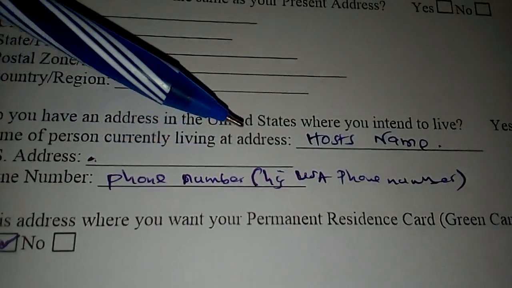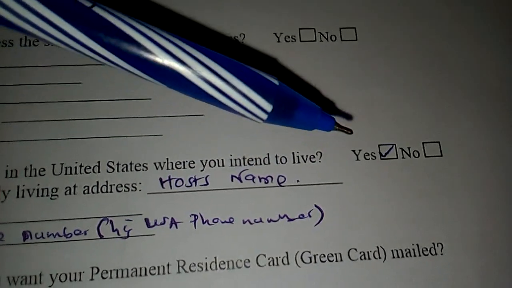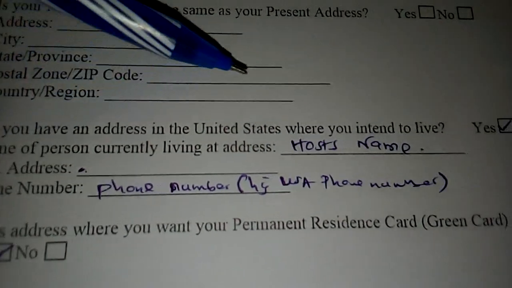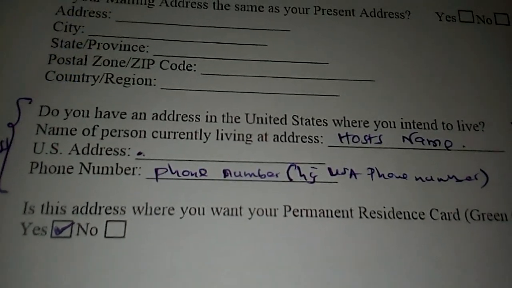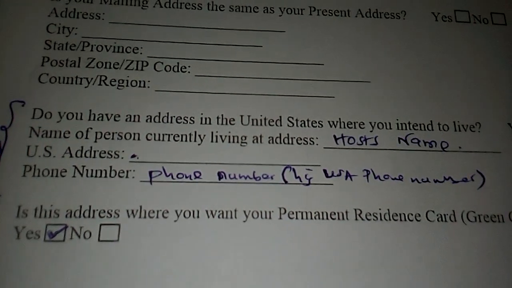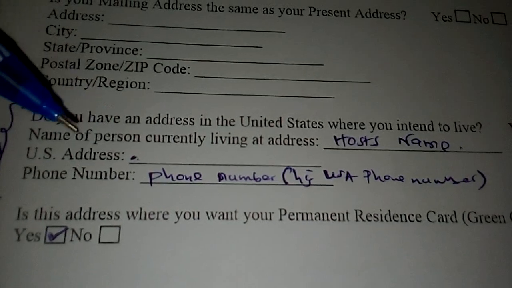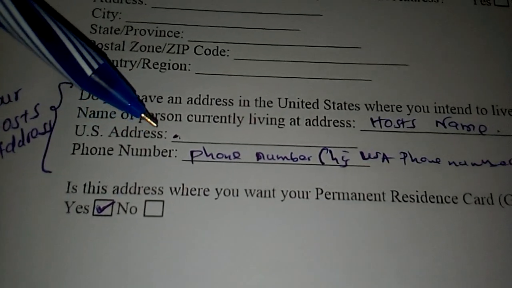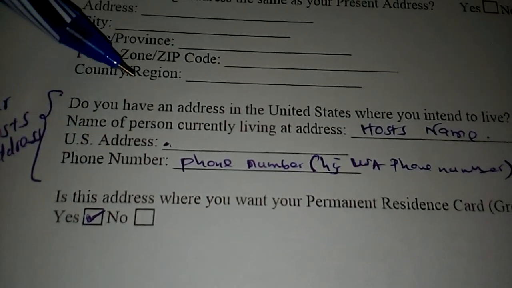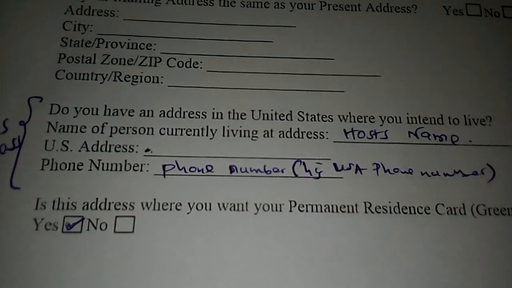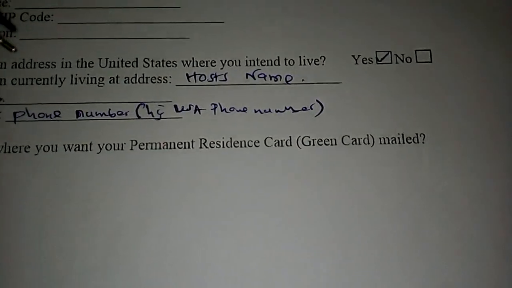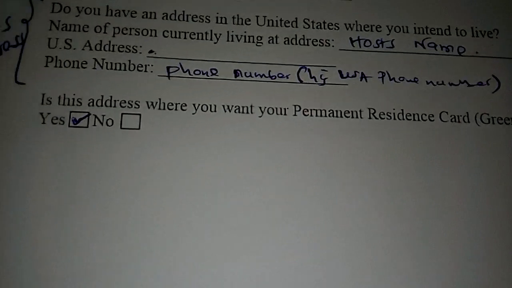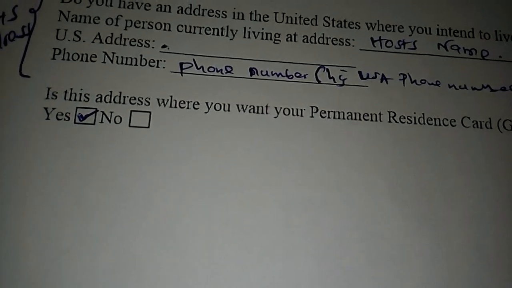The name of the person currently living at the address that you have given in the question, and then the address itself here, and then the phone number of the person living at the address that you've given out here. I don't know if you are getting this. And then, is this address where you want your permanent resident card mailed? Definitely yes.